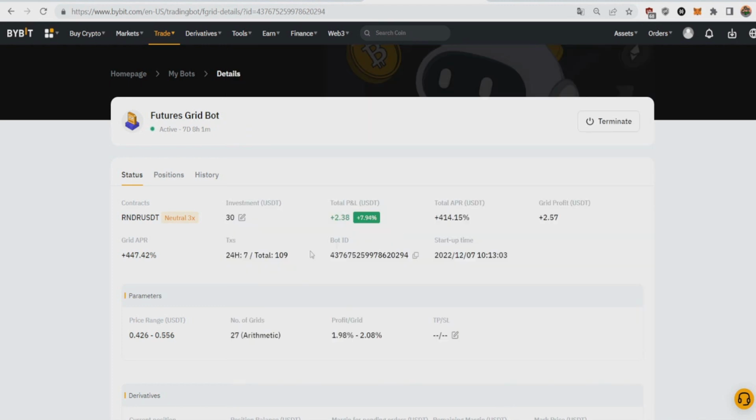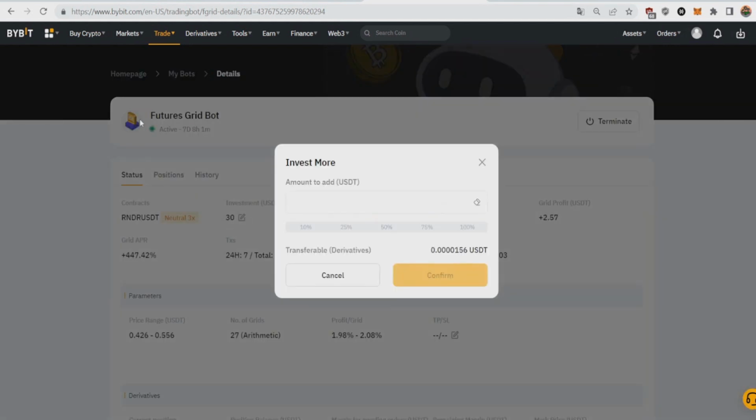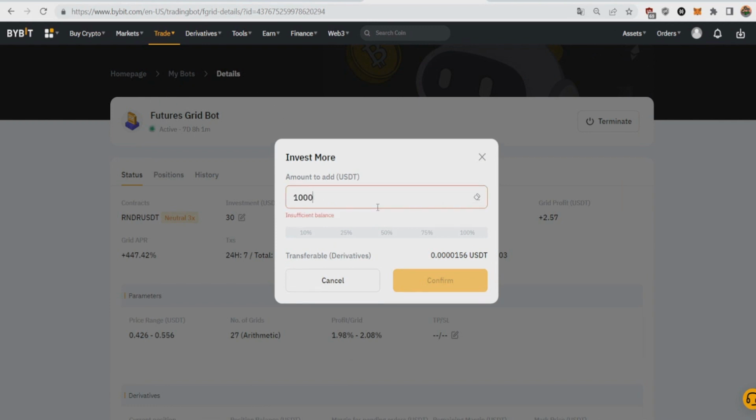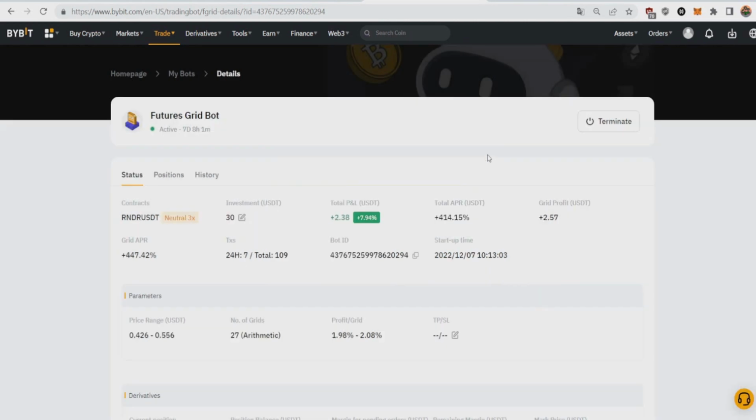So let's say you want to add more to your bot, and all you gotta do, guys, is just go to your bot, click on investments, and there you can just add more money, guys. Let's say you tried it out with $30 and you want to invest more, or with $50 and you want to add $100 or $200 more. That's the place you can just do it, guys. That's how easy it is.